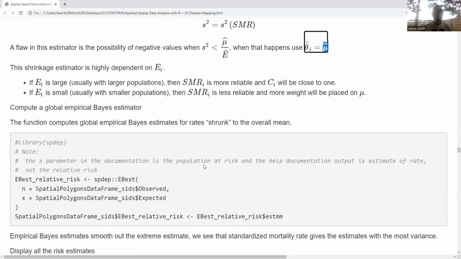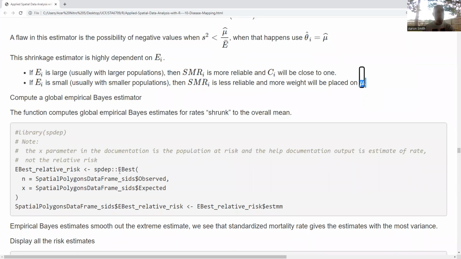Now, the shrinkage estimator is highly dependent on the expected value of cases. If the expected value is large, typically with larger populations, then our standardized mortality ratio is more reliable, and the C will be close to 1. If the expected value is small, usually with smaller populations, then our SMR is less reliable, so there's going to be more weight to that global estimate.